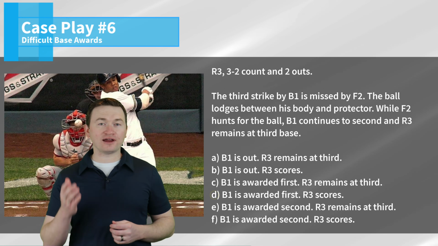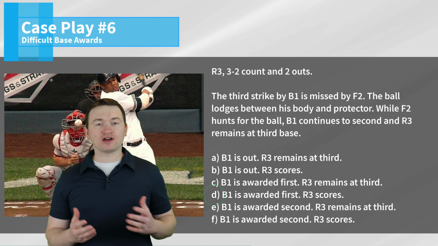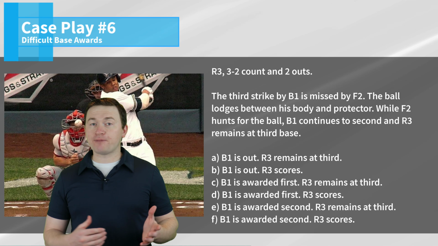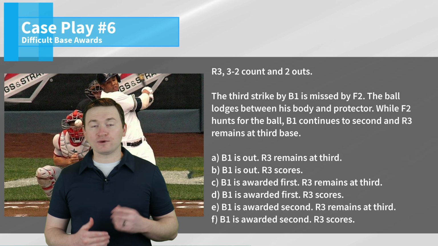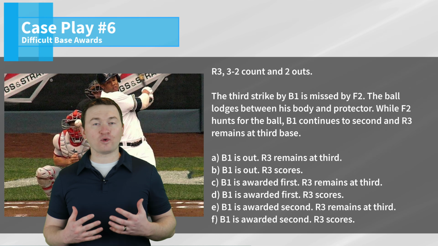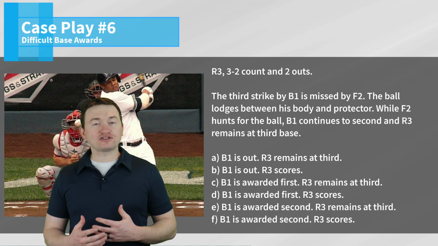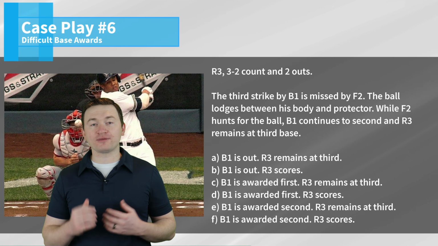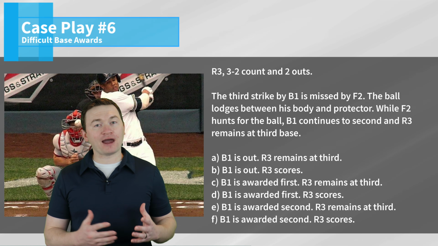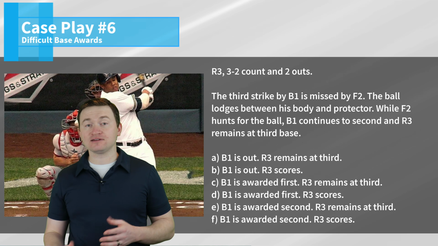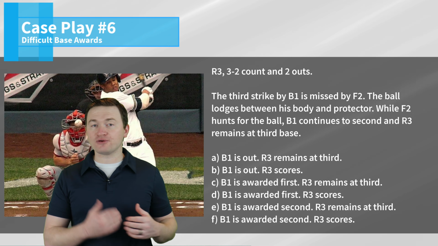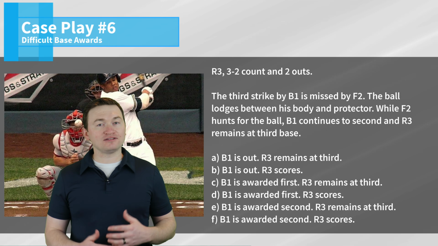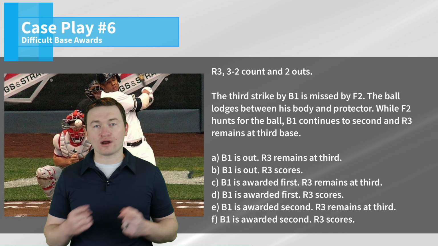The correct answer here is D. As soon as the ball is uncaught for the third strike, the batter becomes a batter runner. And when the ball gets lodged into the catcher's equipment and it's a pitched ball, that's always going to carry a 1 base award from the time of the pitch. So our batter runner is going to get awarded first base, and the runner on third, even though they weren't trying to advance, because they get a 1 base award, they're going to score on this play.